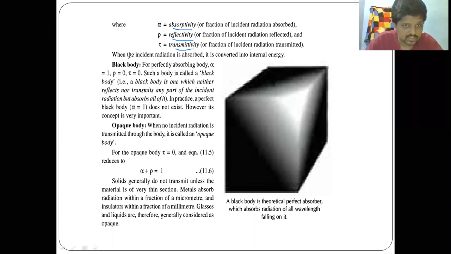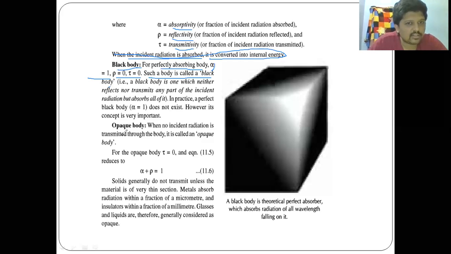Now, when the incident radiation is absorbed, it is converted to internal energy. Please remember this. We'll see this for a black body. For a perfectly black body, the absorptivity is equal to 1 because it absorbs completely. That is the reason why on a hot weather or sunny day, we don't wear black clothes, because they will absorb the complete incident energy. That's why alpha is 1, whereas rho and tau are equal to 0. If absorptivity is 1 and rho and tau are 0, such a body is defined as a black body.